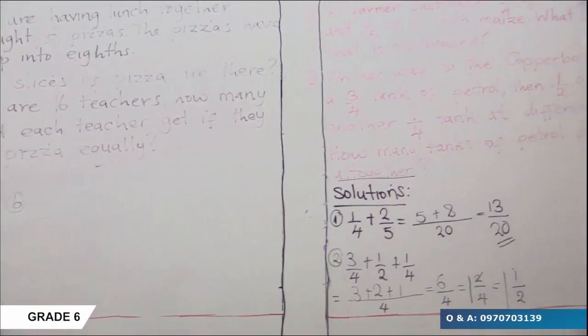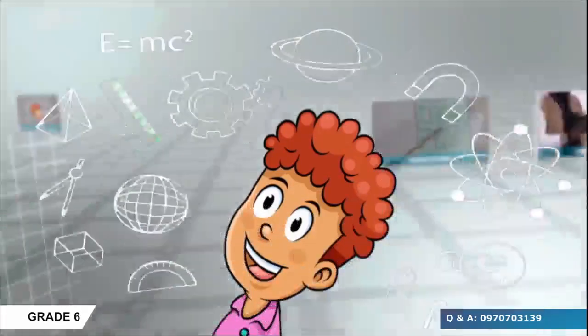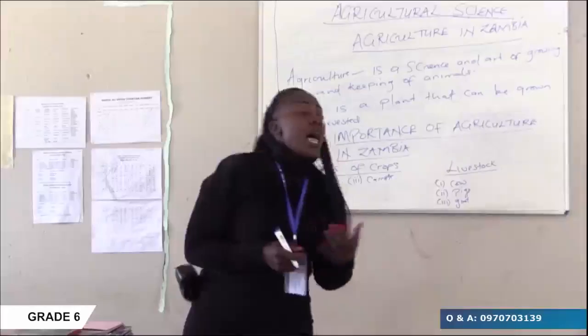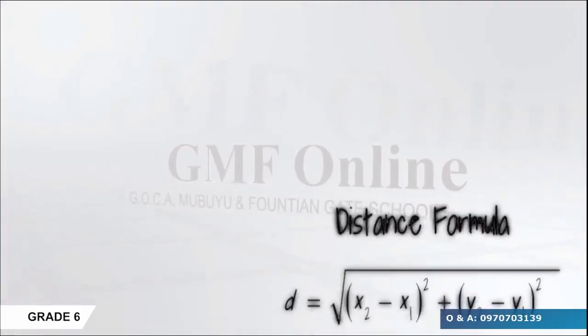Good afternoon, class. And these are examples of crops that we grow in Zambia and the livestock. Algebraic expression.